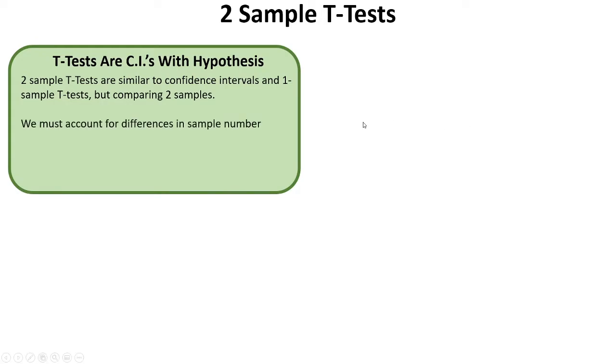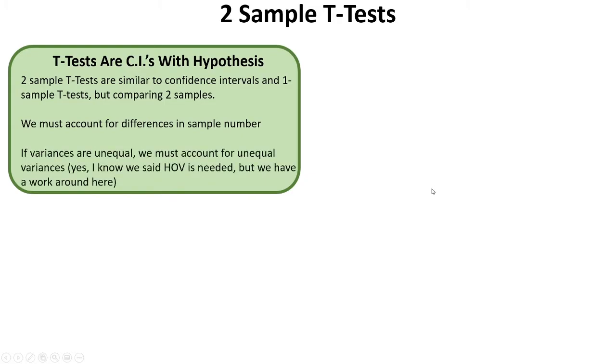So in this case, we have to account for a few things. One, we might have to account for the two samples having differences in sample number, and if the variances are unequal, we're going to have to account for unequal variances. Yeah, I know we said that this is in the branch where homogeneity of variances is needed, but we have a workaround here. So this is one case where you can have heterogeneous variances and still proceed with a t-test.